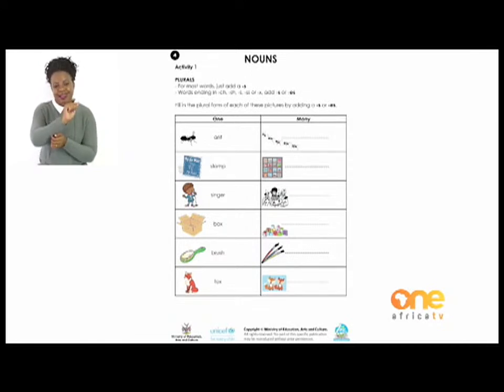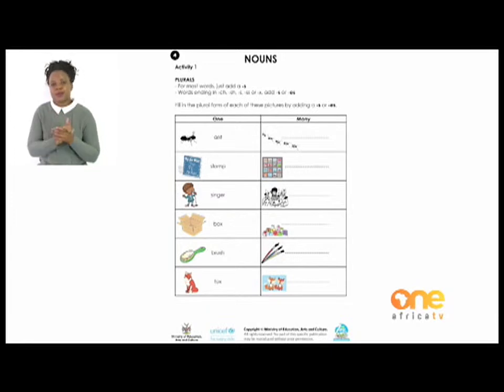Ants. That's the example that we are going to do together. If you look at the pictures, it's no longer one ant, there are many. The plural of ants, Chanel? Yes, it's ants, right? Stamp, singer, box. Remember the rules for nouns ending with X, SH, and CH.